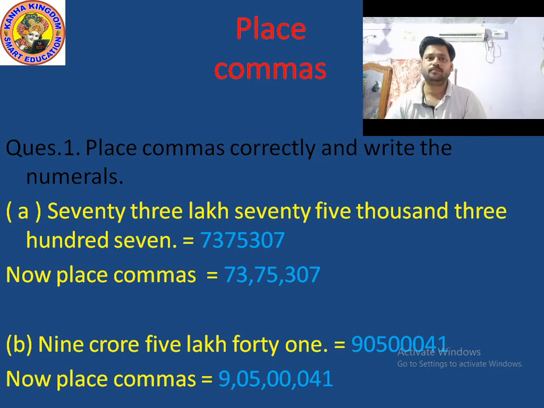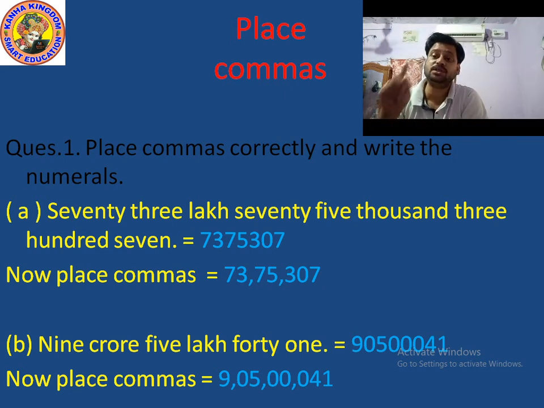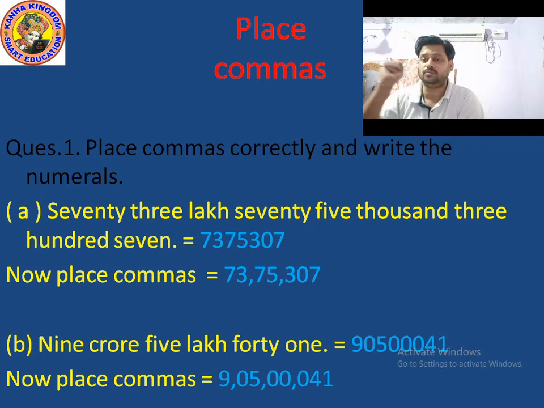9, 5 lakhs means 0 5, 41 means 3 places: hundreds place, tens place and ones place, and the thousand period, with all those places vacant, so you put 0 0 0. Now 4 1. Clear?